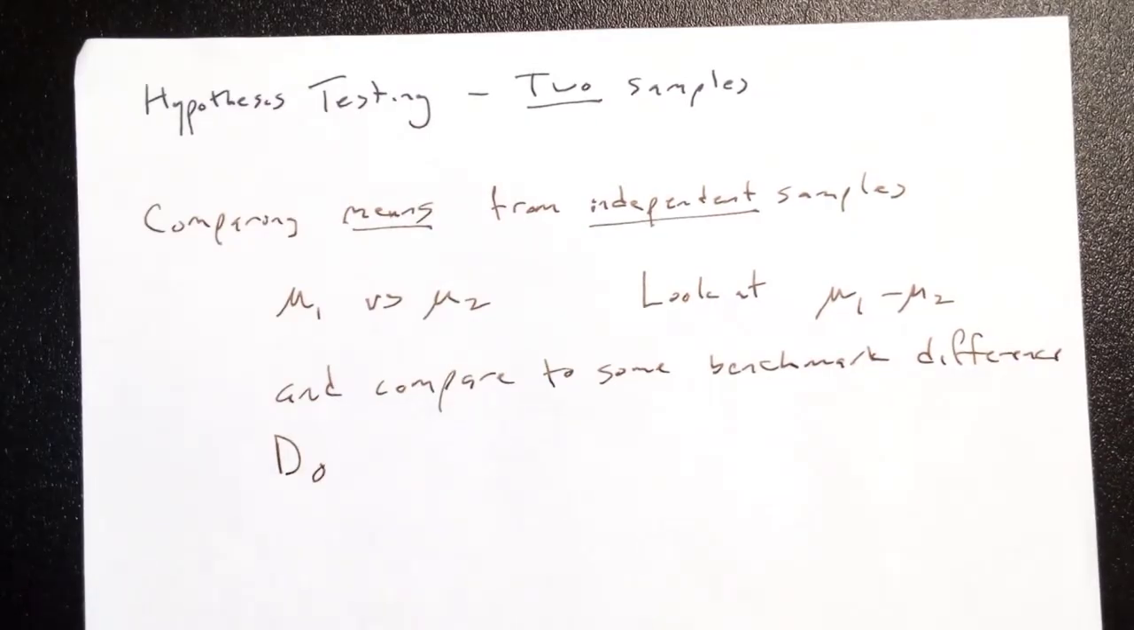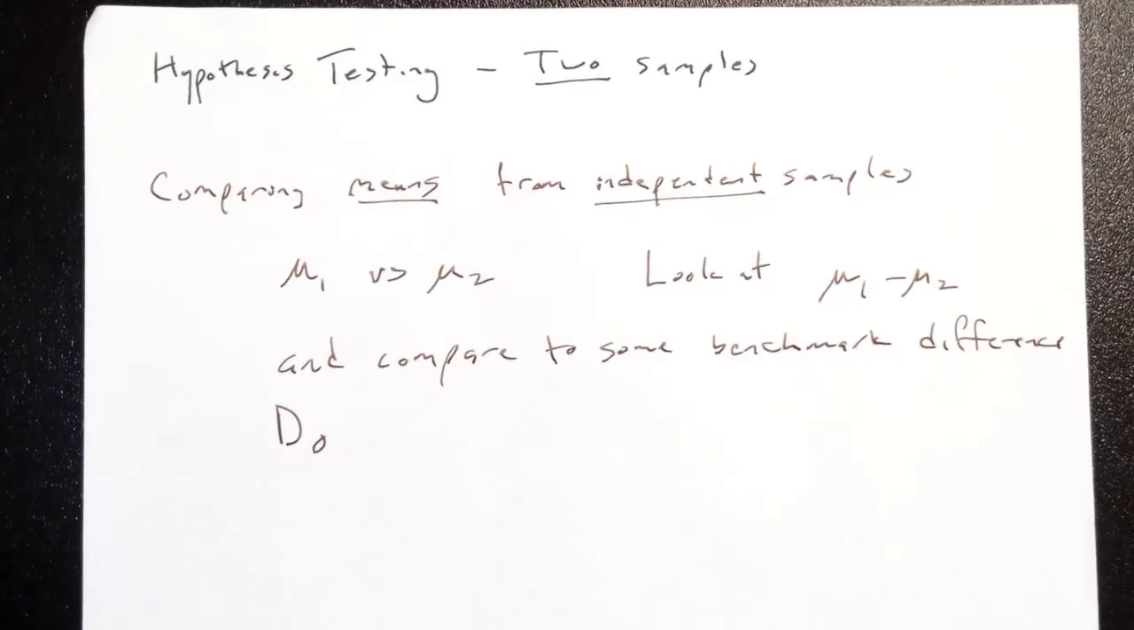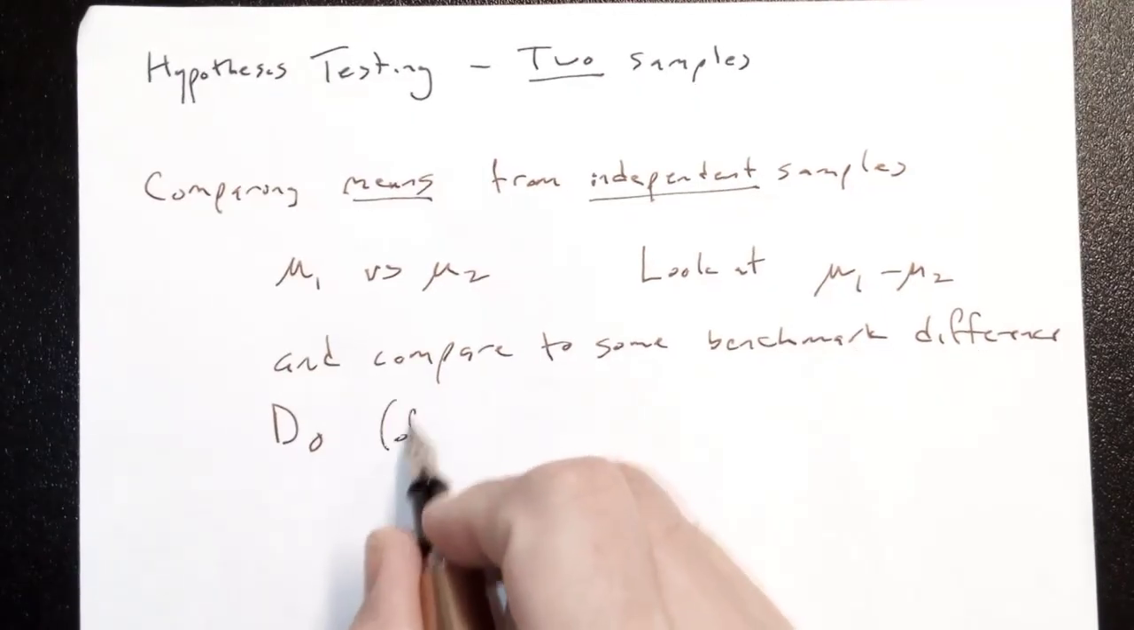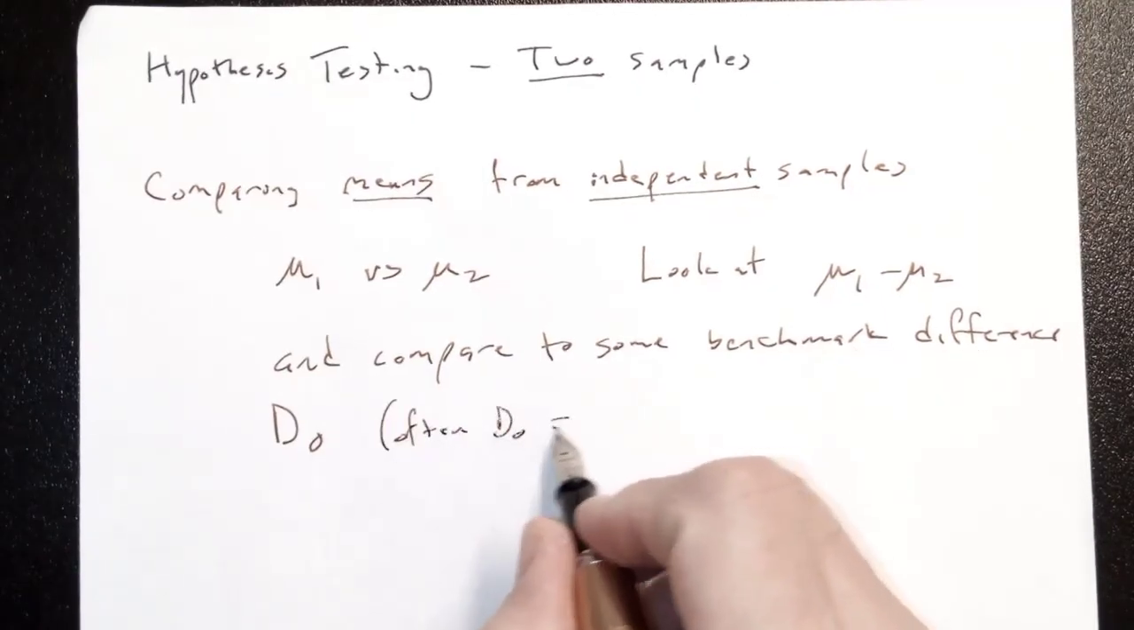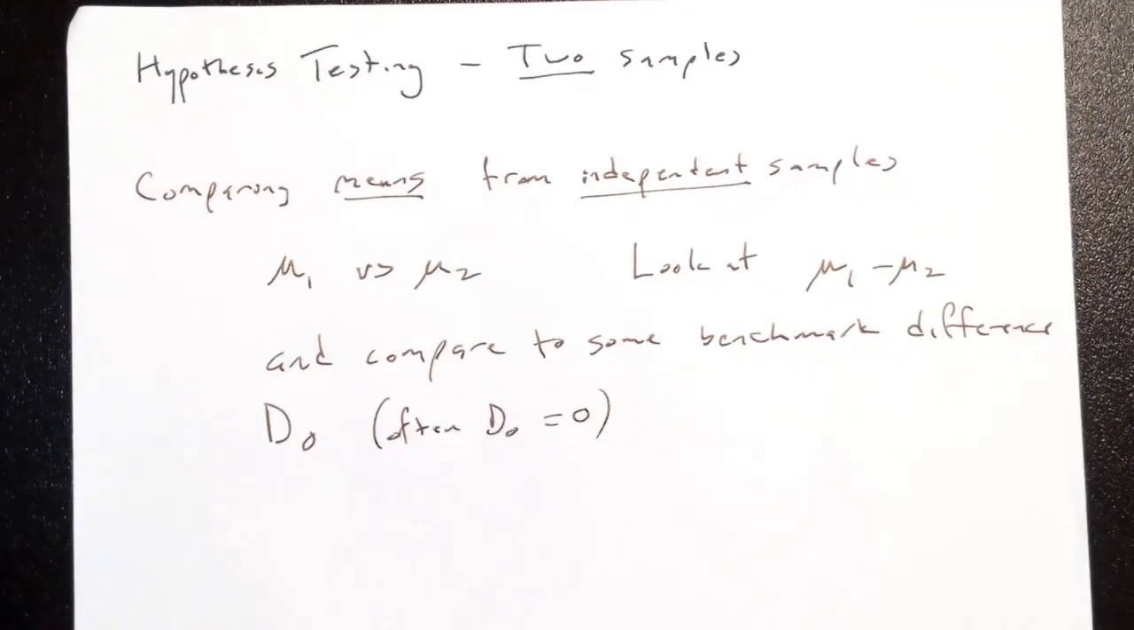I'm going to call that benchmark difference D0. In the example I just gave, that difference was 20. But I could say, hey, I issued this coupon on Wednesday. Did it change the sales at the concession stand on the weekend at the football game? Compare last Friday with this Friday and see if the difference is bigger than or equal to 0. So rather frequently, that number is just going to be 0.